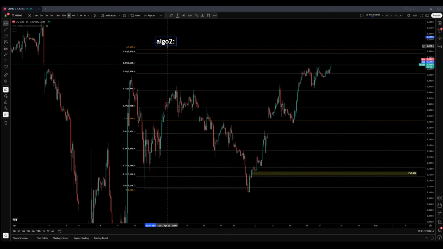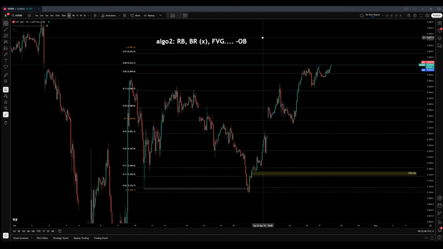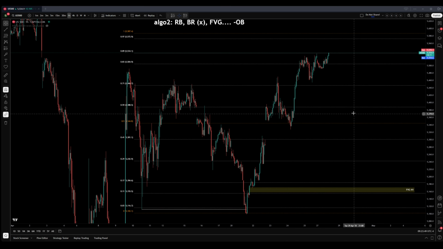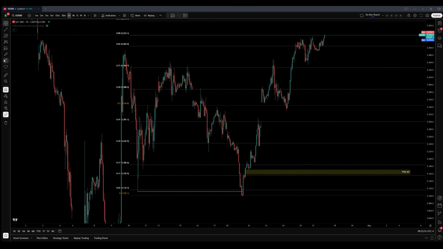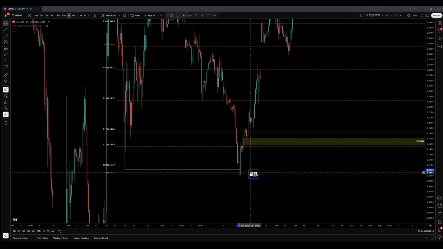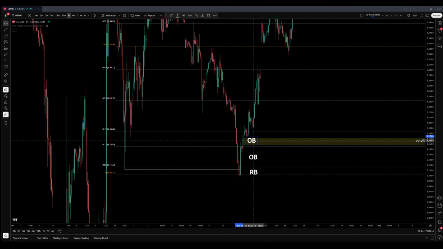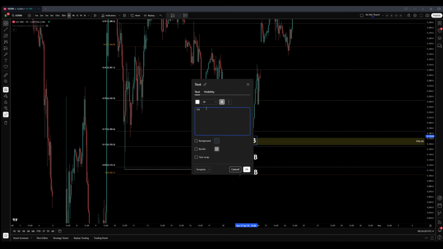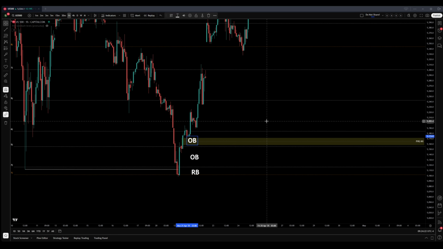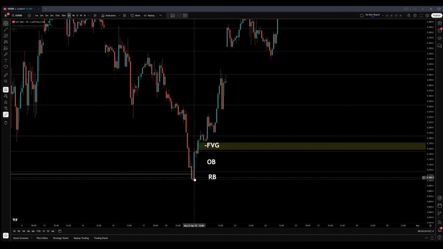Algo 2 is something that I teach publicly. It goes from the rejection block, typically to the breaker block, but we can just say anywhere above the fair value gap level. It retraces to the fair value gap, and then it terminates at the opposing order block. So the first thing you need to do is check if there's a fair value gap in the fair value gap Goldbach partition. I'll mark them out for you. The rejection block is here. This would be the order block. You would have the fair value gap partition here. And this is where you would take your entry.